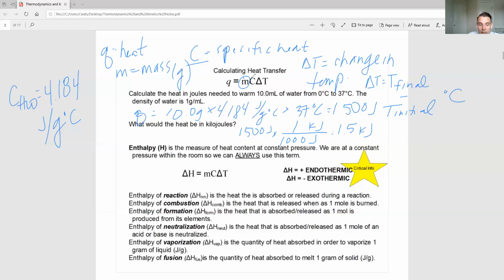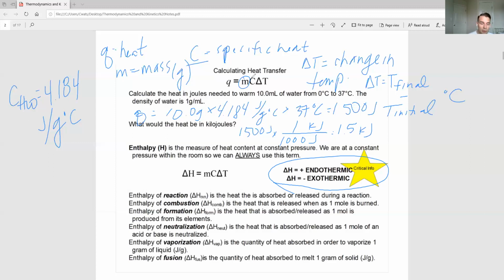So Q equals MC delta T, delta H equals MC delta T, same thing. Super important. I said those signs are very important. They tell us a lot. Delta H is positive, it's endothermic. Delta H is negative, it's exothermic. We must remember that. If you do not remember that, you're going to have a terrible time with this.